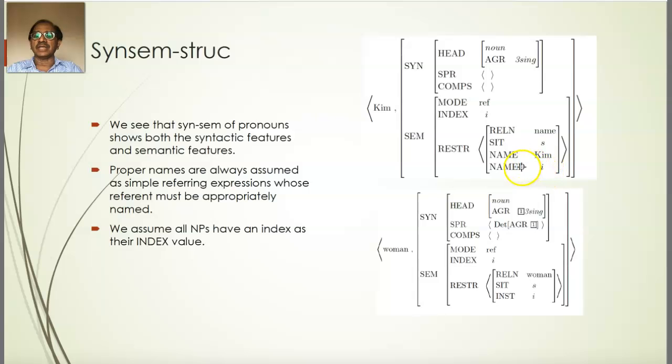individual I who is named Kim. So the relation between the individual and the name is given. That is the name, right? This is what we're going to do for proper nouns or definite expressions.